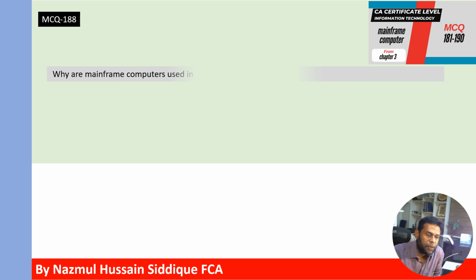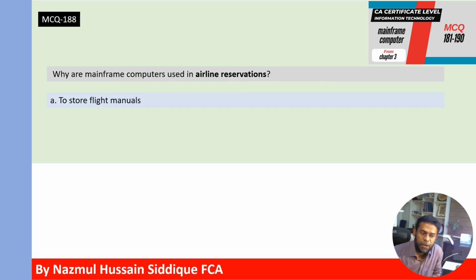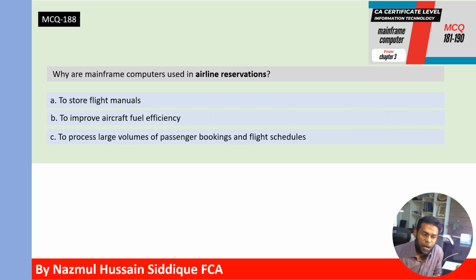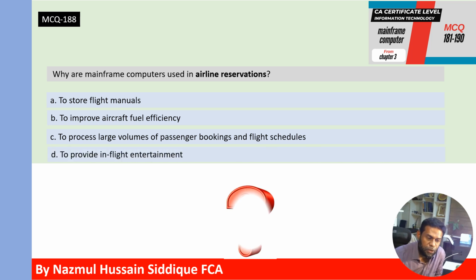Next question. Why are mainframe computers used in airline reservations? Option A, to store flight manuals. Option B, to improve aircraft fuel efficiency. Option C, to process large volumes of passenger bookings and flight schedules. Option D, to provide in-flight entertainment. Which one is the correct answer? The correct answer is C, to process large volumes of passenger bookings and flight schedules. Mainframe computers are used in airline reservations for this.